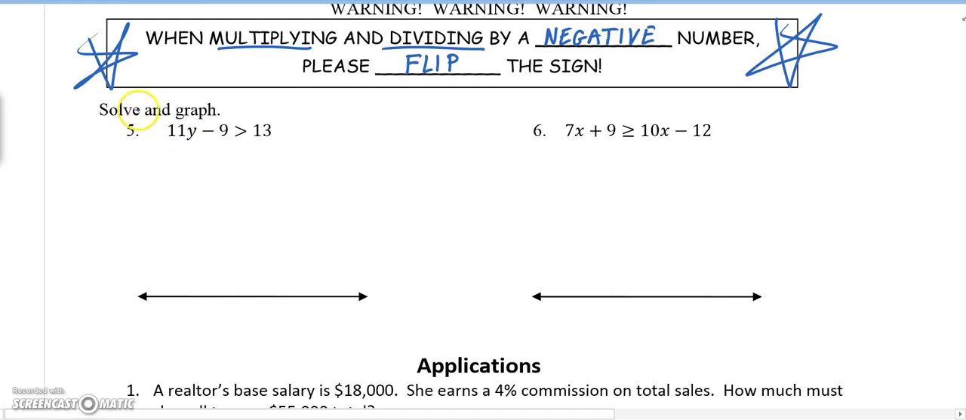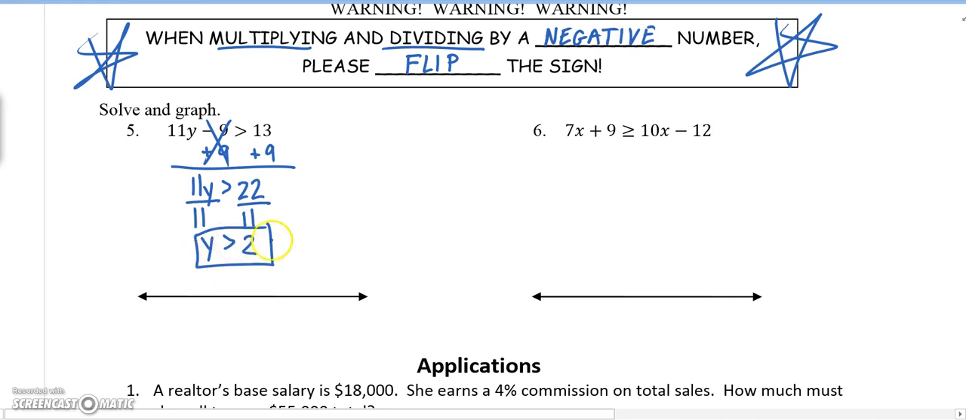Number 5, it says solve and graph. So to solve this, I'm going to treat it just like an equation. The only time where we have to do something different is if I multiply or divide by a negative number. So adding 9 to get rid of that negative 9, I'm not multiplying or dividing, so I don't have to worry about it here. 13 plus 9 is 22. But now, to get y by itself, I'm going to have to divide by 11. Ooh, well, dividing, that's something I have to pay attention to. Am I multiplying or dividing by a negative number? No. 11 here is positive, so I'm okay to not flip. The sign can stay as a greater than, and 22 divided by 11 is going to be 2. So my solution is all numbers greater than 2.